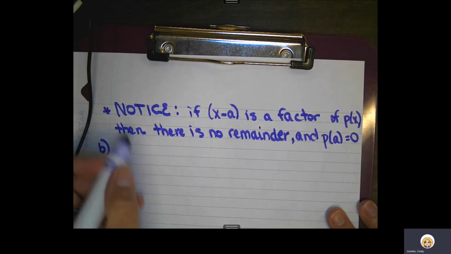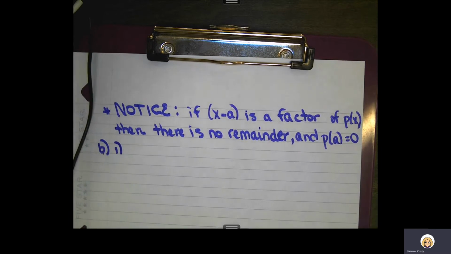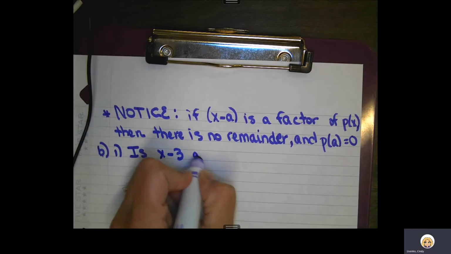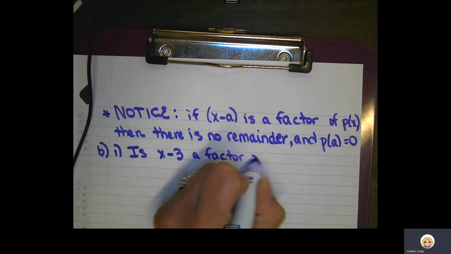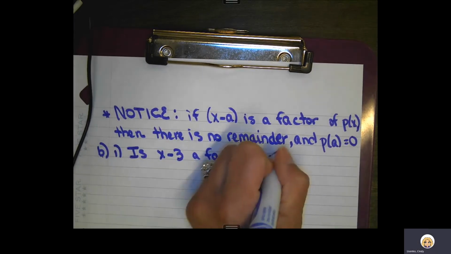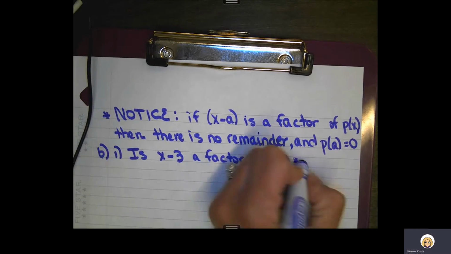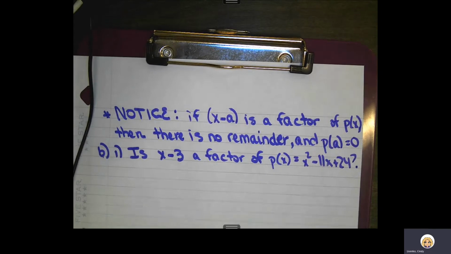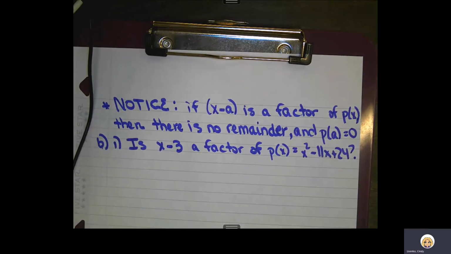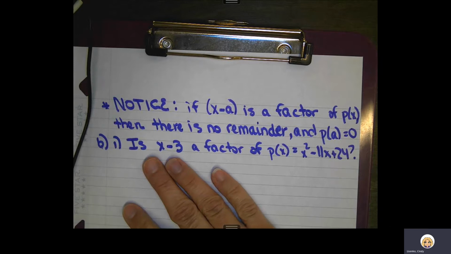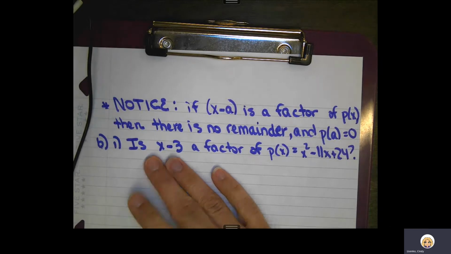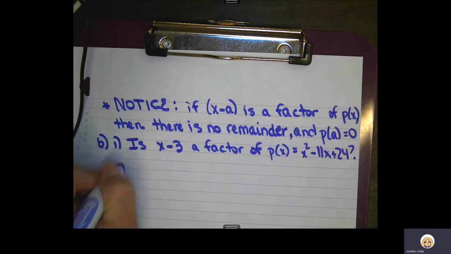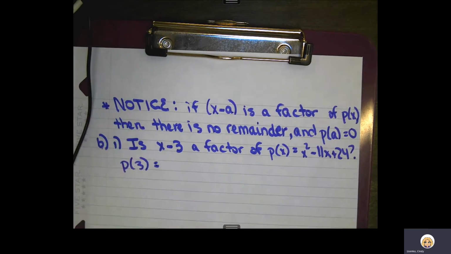And I'm just going to ask you, this will be B1. Is x minus 3 a factor of p of x equals x squared minus 11x plus 24? So we're going to figure this out and put yes or no. So we can do long division and divide to see if we get a remainder of 0, or what we can do is plug in the opposite of the number inside the factor. So to see if it's a factor, the opposite of negative 3 is positive 3. So we're going to do p of 3.